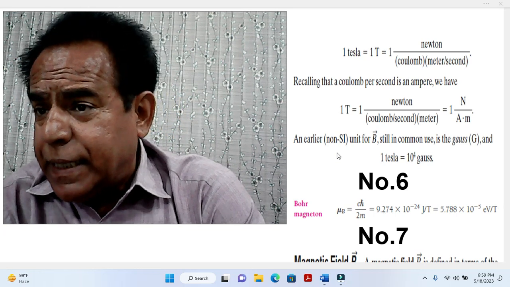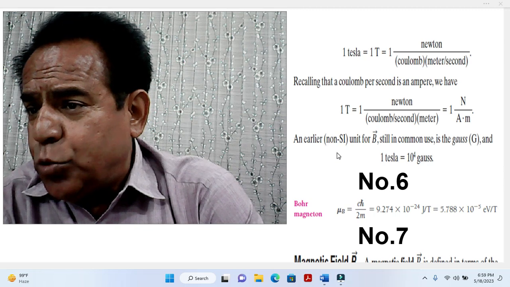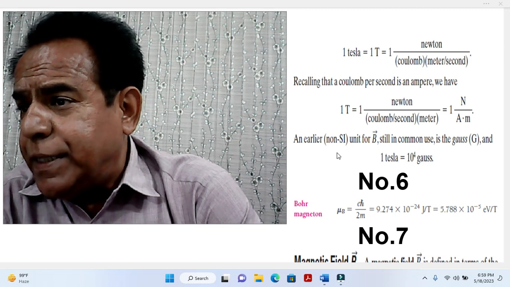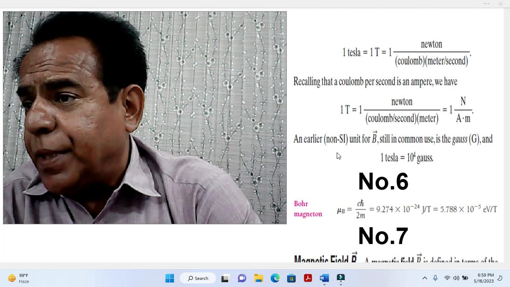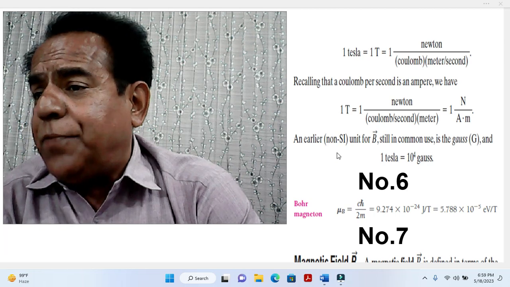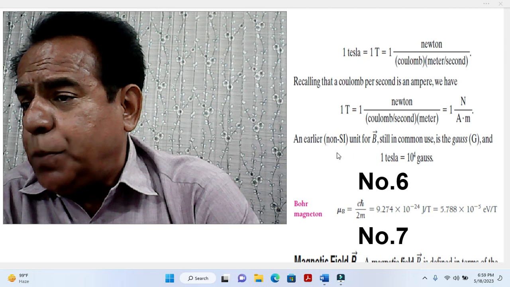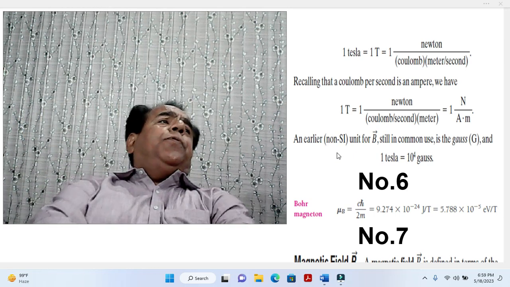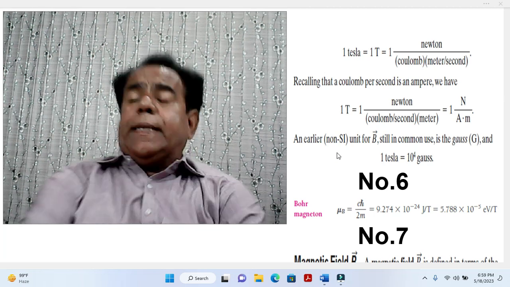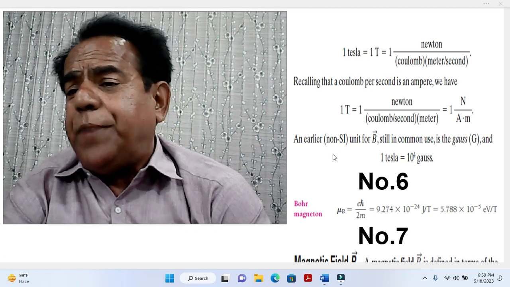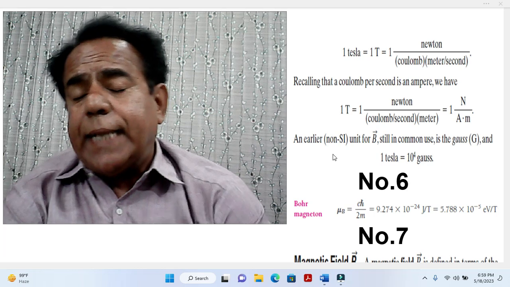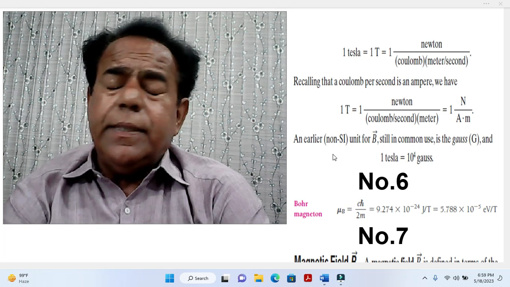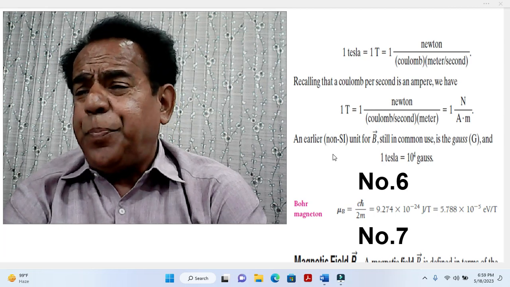An earlier non-SI unit for B still in common use is the Gauss, capital G, and 1 Tesla is equal to 10 raised to the power 4 Gauss. 10 raised to the power 4 means 10,000. Okay, one Tesla is equal to 10,000 Gauss. This is just a conversion factor.